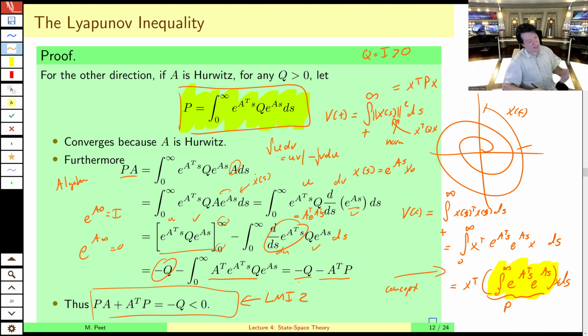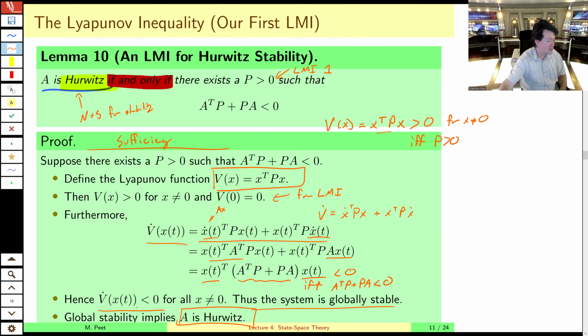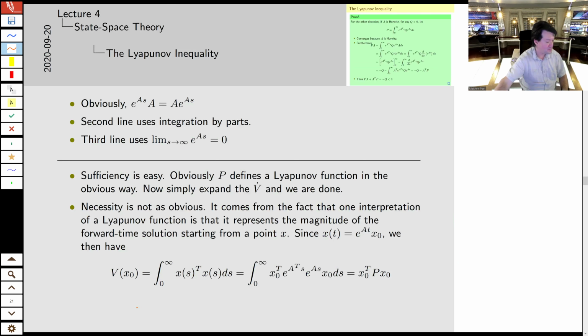But in any case, we get to the same point, right? Feasibility of the LMI expressed in a way which we can then use in YALMIP. So we've now proven our first LMI. We've taken a first step to transferring properties of the solution to properties of an LMI, to a convex optimization problem. Right. So here are just some notes. Sufficiency, necessity. This is the conceptual idea that I was talking about on the previous slide.